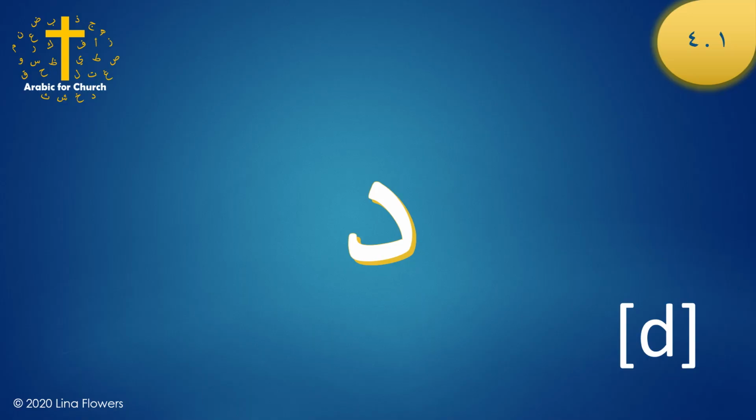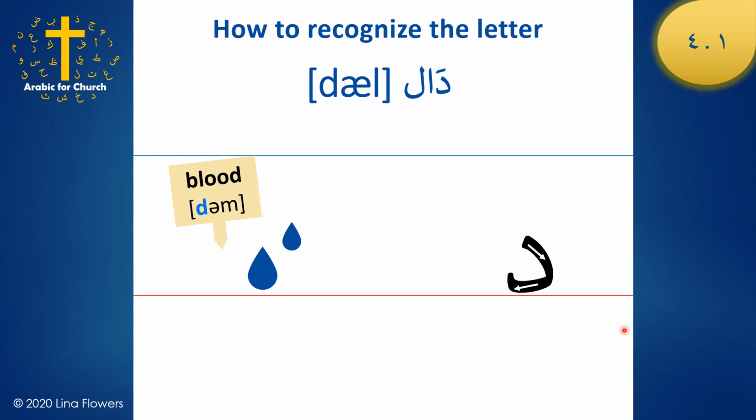We're going to start with the letter dal, with the sound da. So this is the letter dal. We start from top down. When we reach the line, we go left, and that's it. And the sound da you find in dam, which is Arabic for blood.